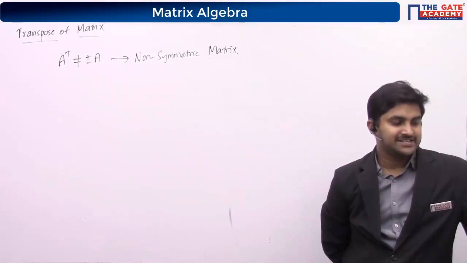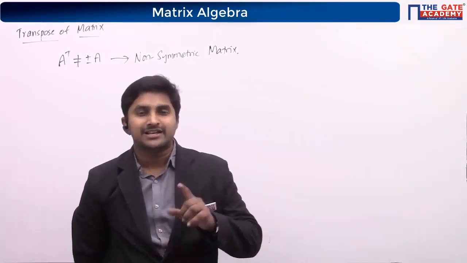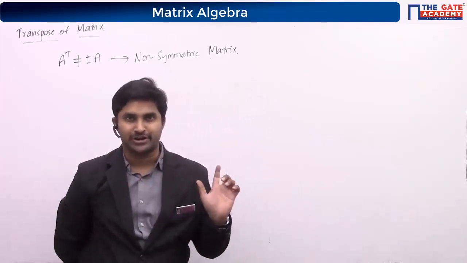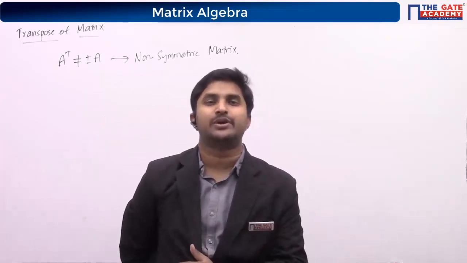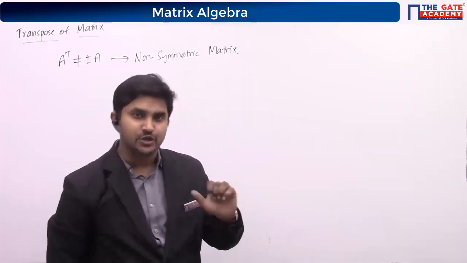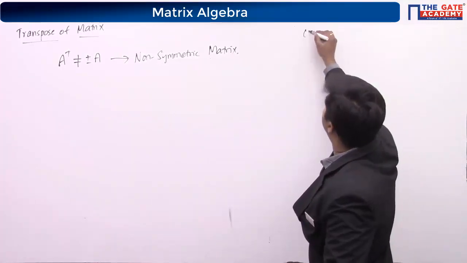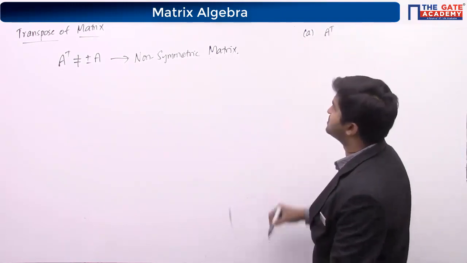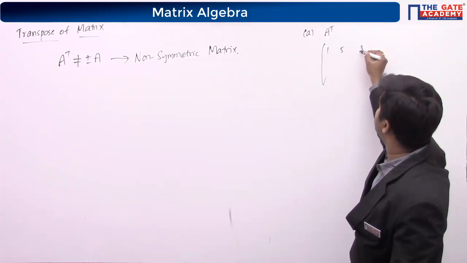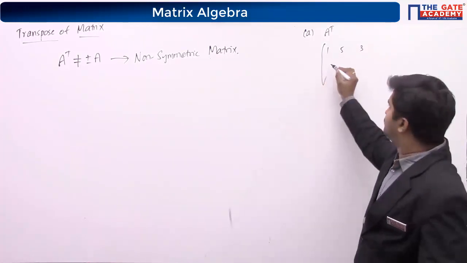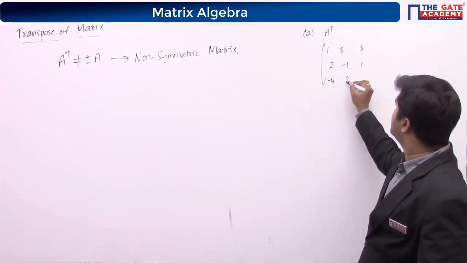See here, the general observation in this case is that it is neither a symmetric matrix nor a skew symmetric matrix. To an extent we studied symmetric and skew symmetric, and this matrix is not satisfying either of them. So the question is different here. We have to find the value of A transpose. The transpose of the matrix will be 1, 5, 3; 2, minus 1, 1; and minus 4, 2, 6.